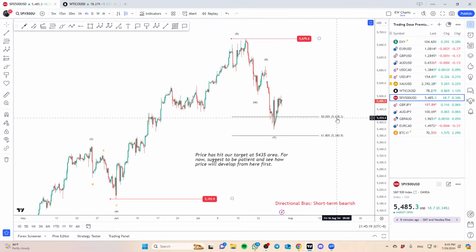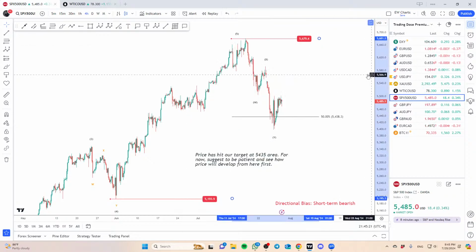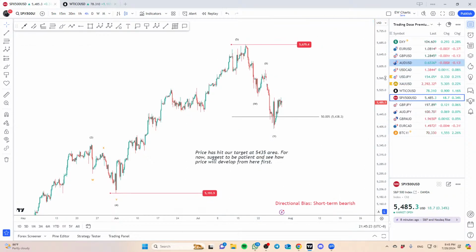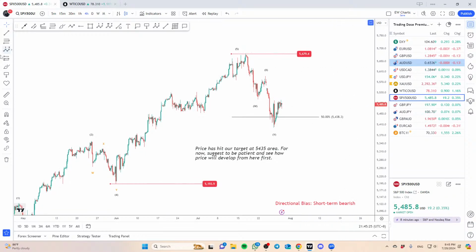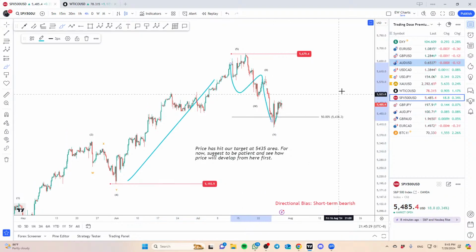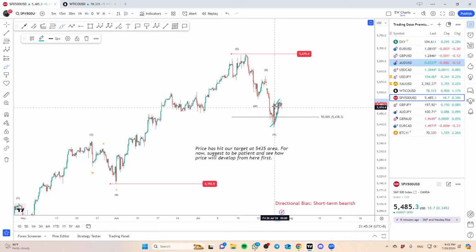S&P, we did get a pretty decent bounce off that 50% mark. I've been sharing that on the S&P, after an extended move, this is something we can expect. We came down to 50%, and we do see some bounce.